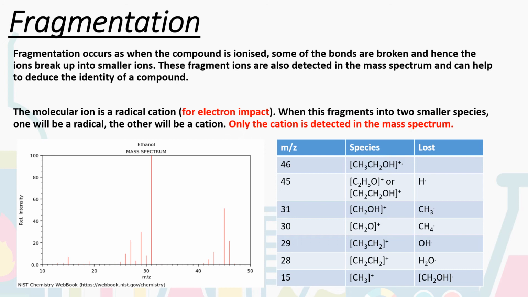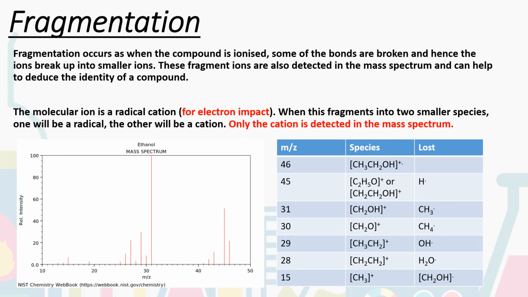So if we've lost one m/z unit, we must have lost a proton. Typically we can write this out either as C2H5O, where we've lost the proton from the OH group, or CH2CH2OH, where we've lost the proton from the CH3 group at the end. The key thing is we've lost a proton, so those are positively charged cations, and we've lost an H radical, H dot.